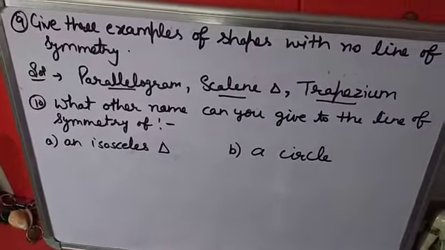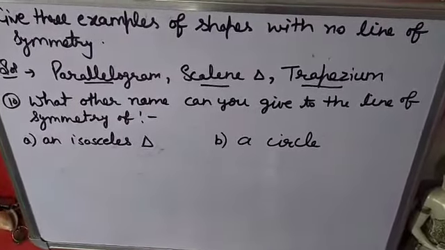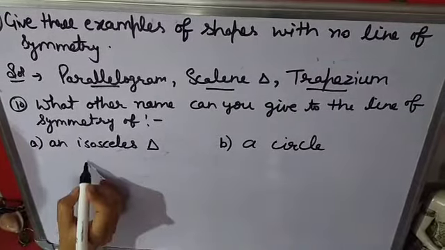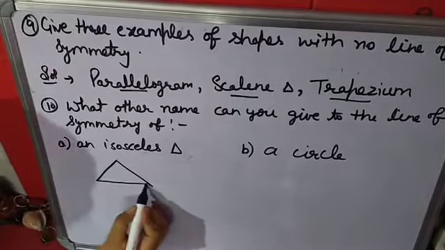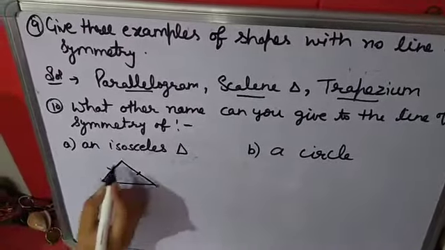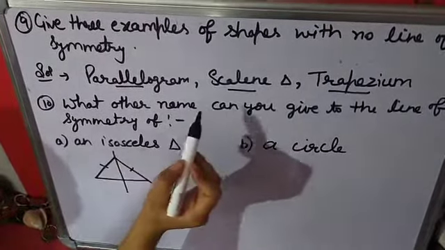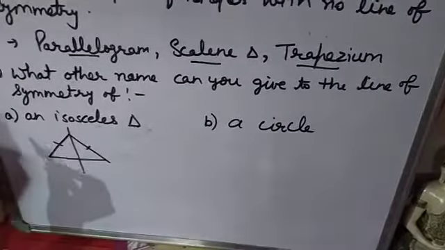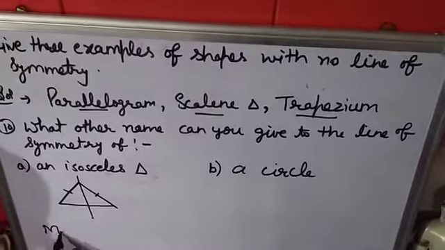10th question, what another name can you give to the line of symmetry of, first is an isosceles triangle. Okay, so if I am drawing here an isosceles triangle, look, isosceles means these two sides are equal. I am drawing symmetry line. Okay, so he is saying what other name can you give to the line of symmetry. So what else will we call this, what is the another name of this line of symmetry. This is called median also.